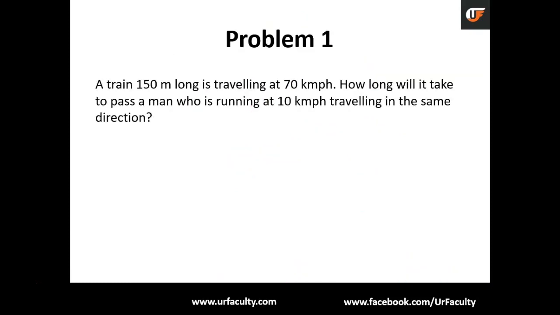Okay, a train is 150 meter long and is traveling at the speed of 70 km per hour. How long will it take to pass a man who is running at 10 km per hour traveling in the same direction? That's quite a good speed by that person, traveling in the same direction. Now, there's a train traveling and there's a man running.